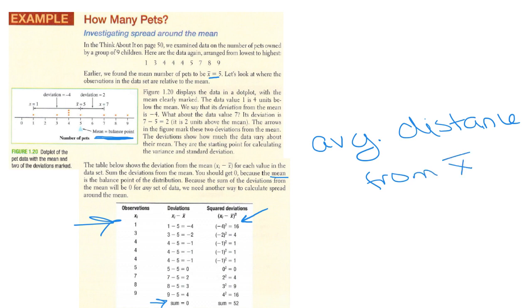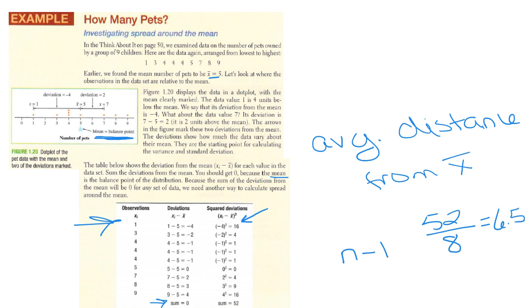So we added them all up, and we got a sum of 52. If I take this sum of 52, I'm looking for basically my average distance that these data points are from the mean. So when I take an average of something, I divide it. However, when I'm using standard deviation, I divide by n minus 1. In this case, I have 9 data points, so I would take my 52 and divide it by 8, which would give me 6.5.